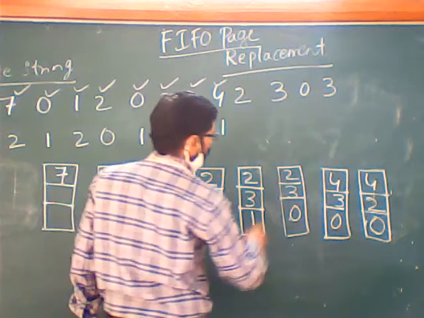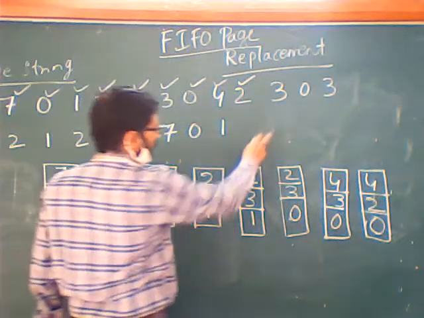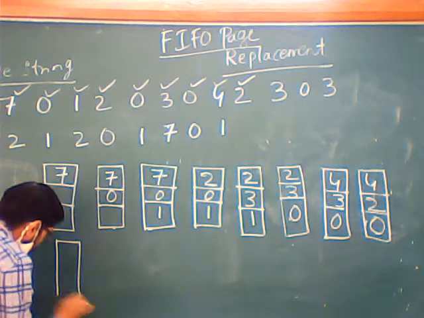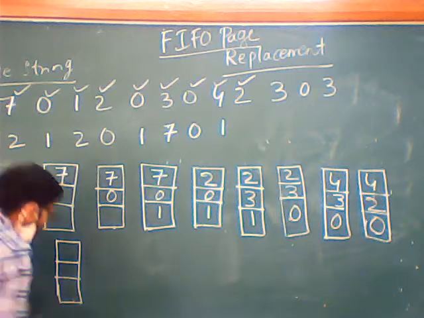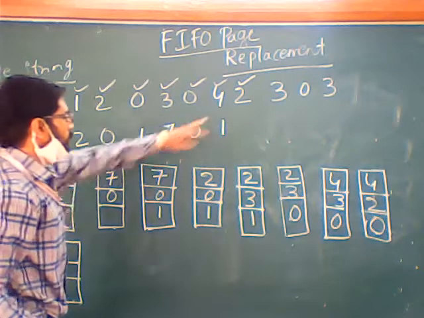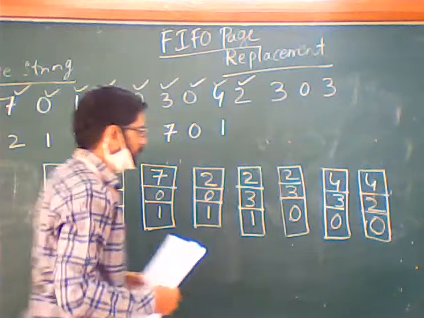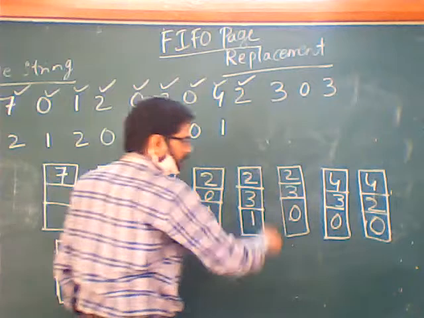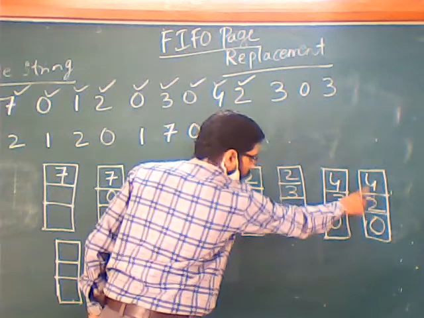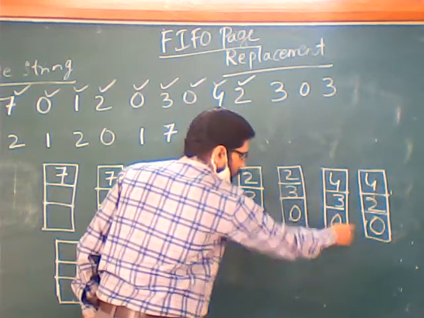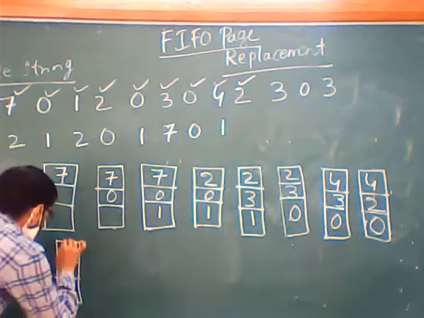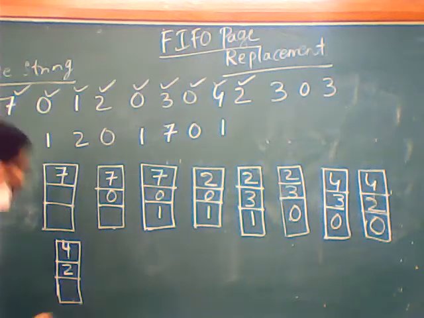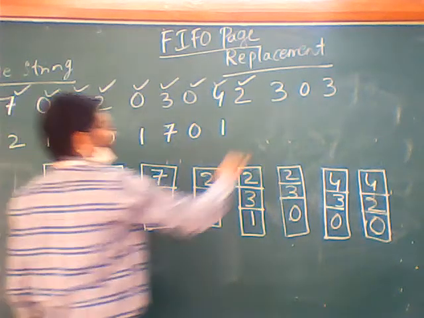So we are done with what? 2. Next we need to refer 3. Is 3 available? No. So again I need to replace it. So we'll take 3. 3 has to be inserted. But which has arrived first? Comparing 4 to 0, 0 has arrived first. Whenever you are replacing, just compare this. So 4 will be as it is, then we will be having 2, and in place of 0 we will have 3. We are done with this.